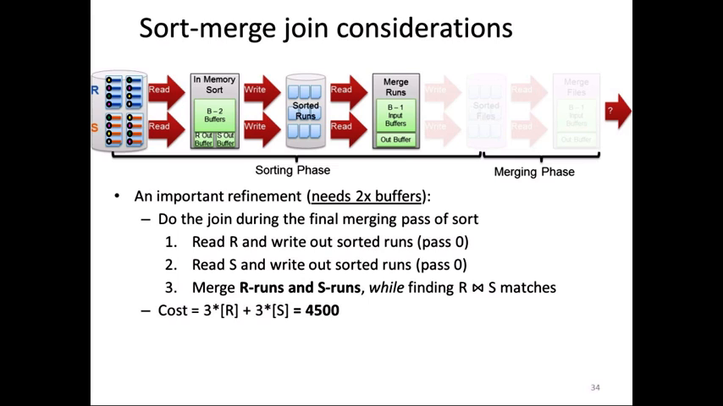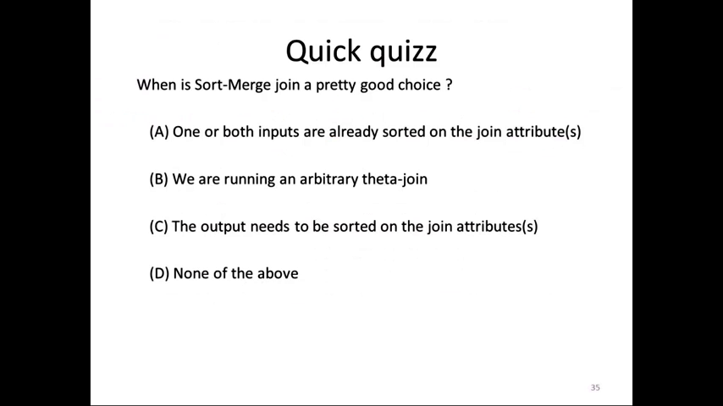Okay, so it's time for a quick quiz for you. When is sort merge join a pretty good idea? A: when one or both inputs are already sorted on the join attribute. B: we are running an arbitrary theta join. So theta join is simply a name for an arbitrary join condition, not necessarily an equality. Could be, I don't know, sailors.id higher than sailors.rating. Any condition that looks at two values of two attributes and tests something on them. So that's a theta join, not necessarily equality, not necessarily equality on common attributes. C: the output needs to be sorted on the join attributes. D: none of the above. What do you think?